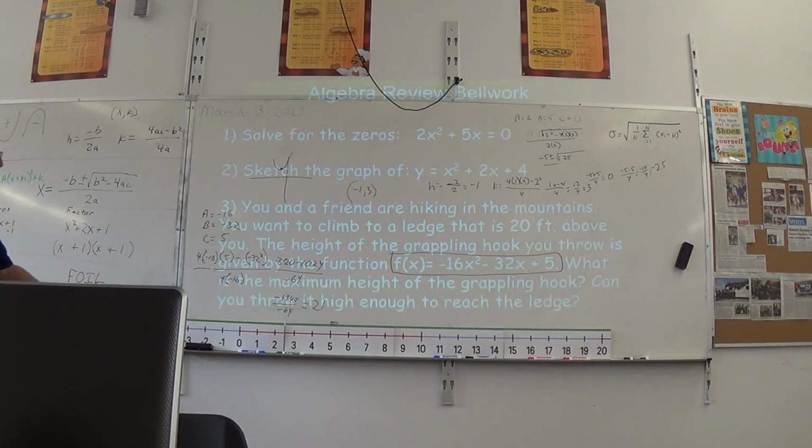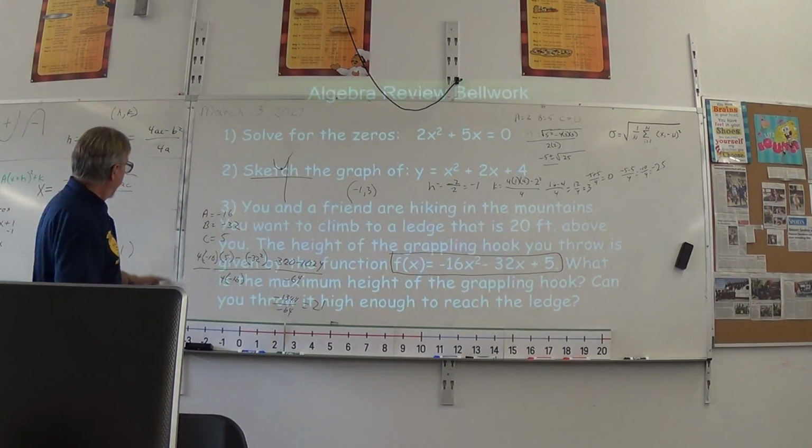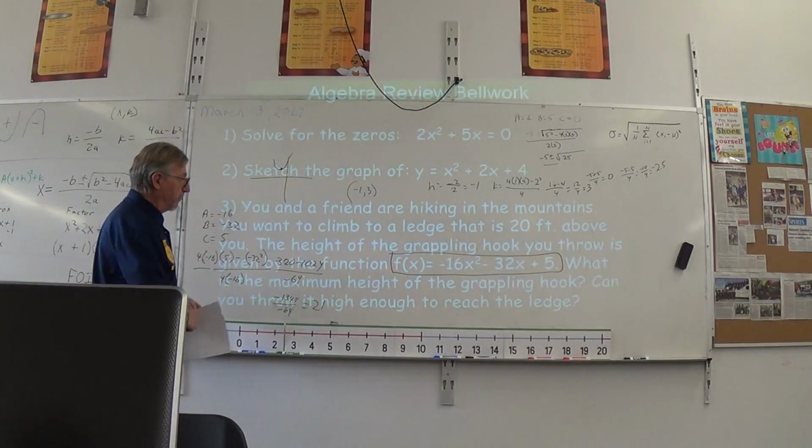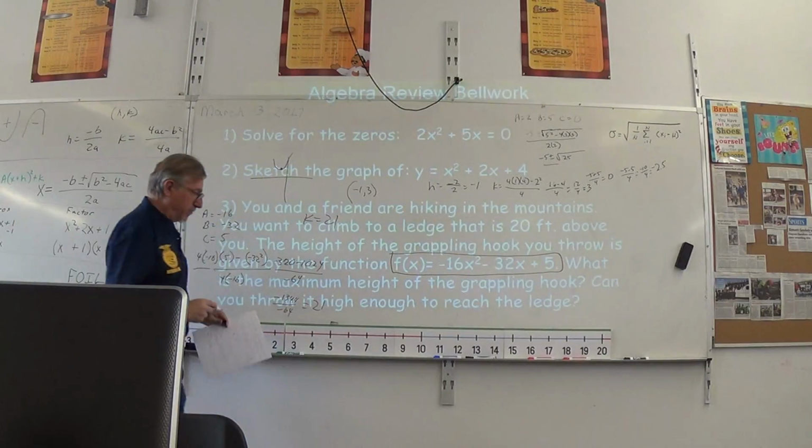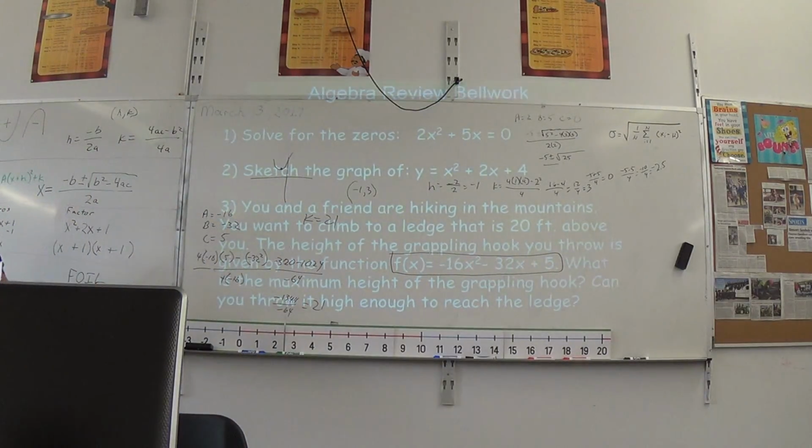Okay, so my K value, K equals 21. Can I throw my grappling hook high enough to reach the ledge? Yeah, I got a foot to spare, so I'm good as long as I don't stand in the hole. Make sense? Yeah.